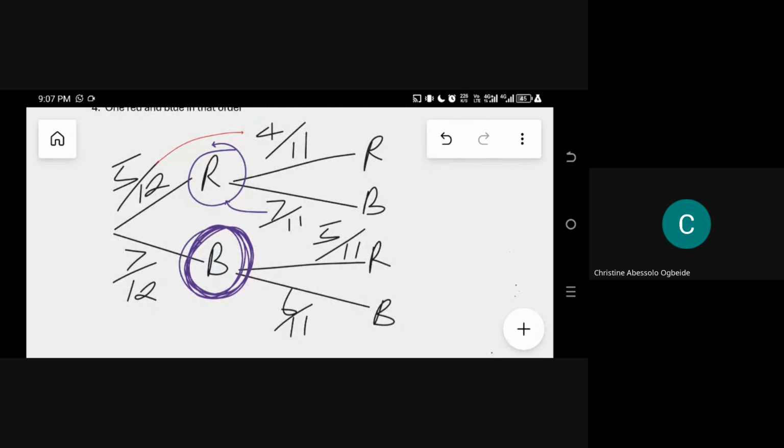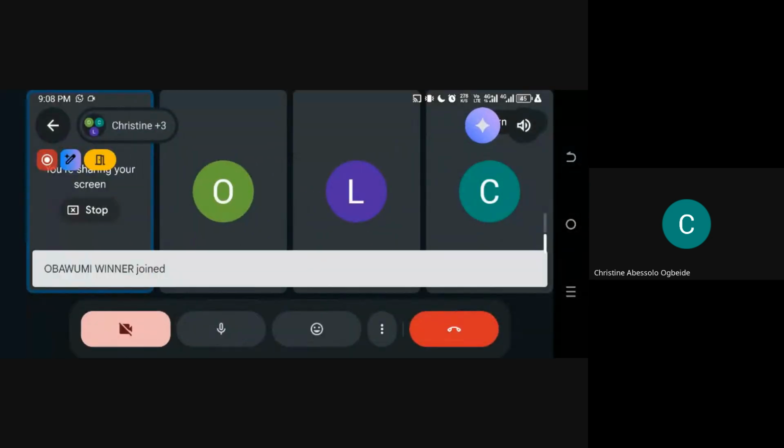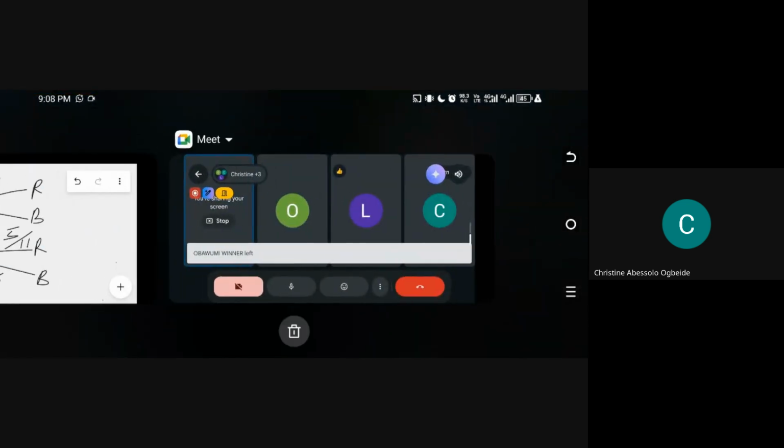Then this first part is saying red. If it was red, you picked the first time, 5/12. If it was blue, you picked the first time, 7/12. So that's the first pick. Then a second pick, you now have 2 branches for red, 2 branches for blue. So do you guys understand this properly? Okay, so this is selection without replacement.